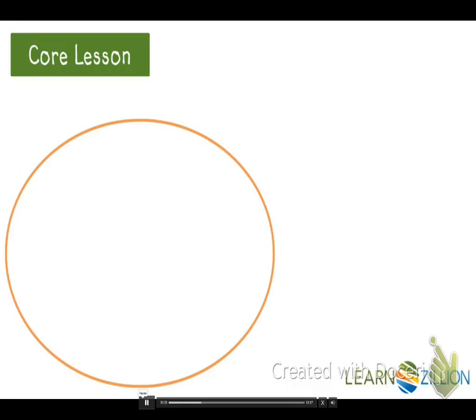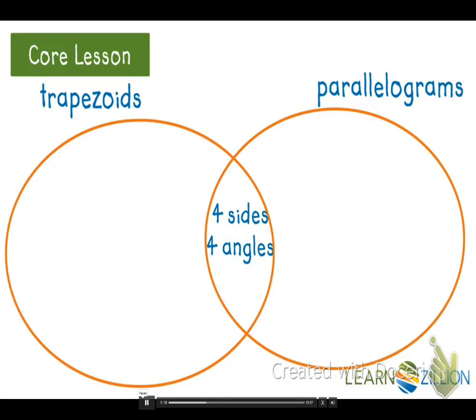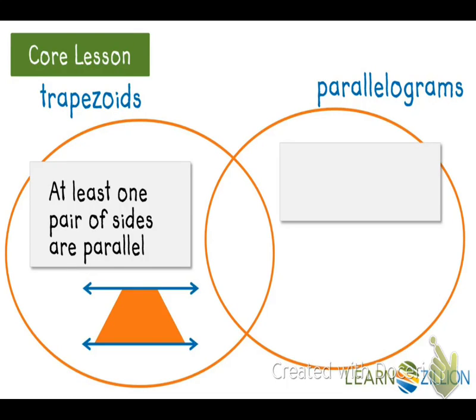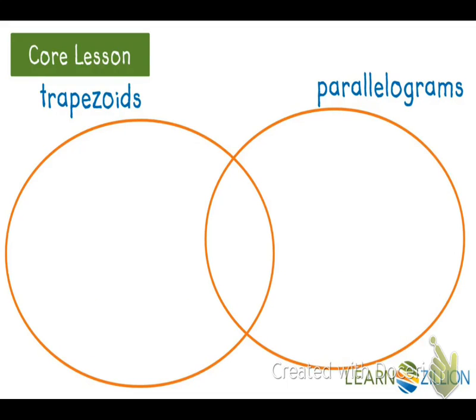Let's compare these 2 types of quadrilaterals. They share properties that make them quadrilaterals. They both have 4 sides and 4 angles. Let's take a look at their differences. Trapezoids have at least 1 pair of sides that are parallel. Parallelograms must have opposite sides parallel, or 2 pairs of parallel sides.